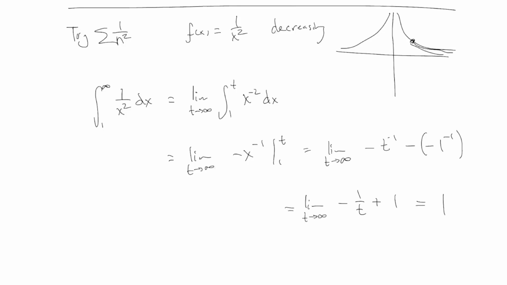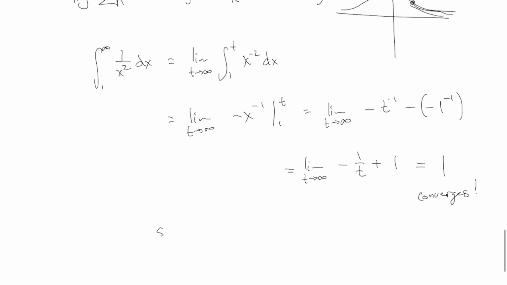All right. Now, what that answer is, is not terribly important. Really, all we care about is, does it converge or diverge? And the answer is it converges, because I got 1, all right? Converges. So that means that the series 1 over n squared also converges.